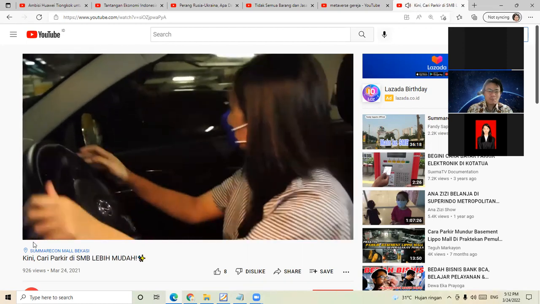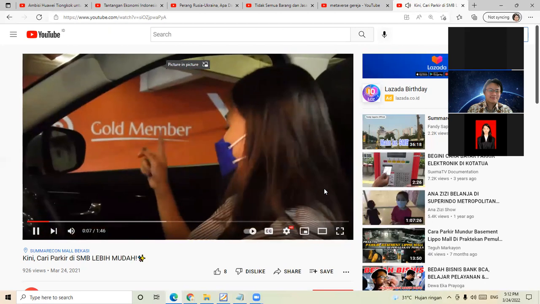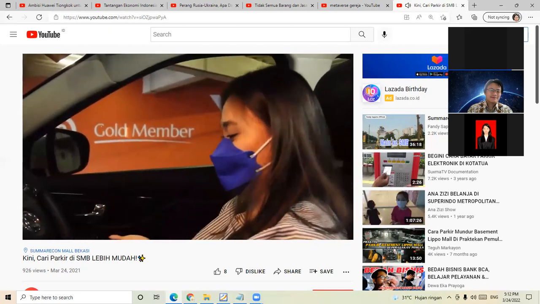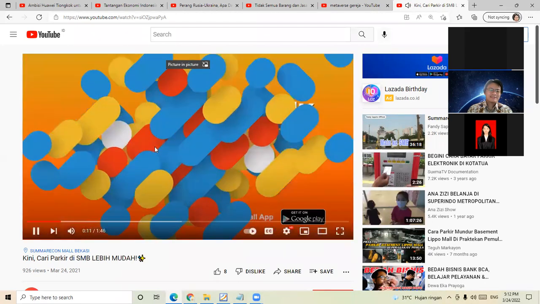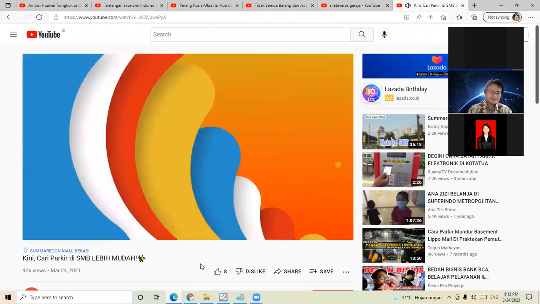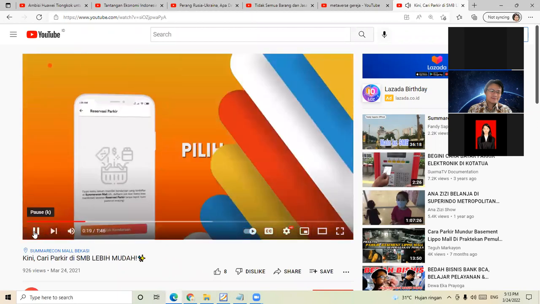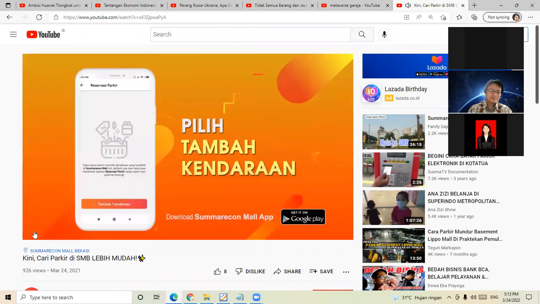Parkir kalau lagi ke mall pas weekend. Tapi tenang aja SMB Friends, sekarang nyari parkir jadi lebih mudah dengan aplikasi Sumarecon Mall. Pertama, buka aplikasi Sumarecon Mall dan pilih menu parking di halaman utama. Kedua, klik tambah kendaraan untuk mendaftarkan kendaraan kamu.